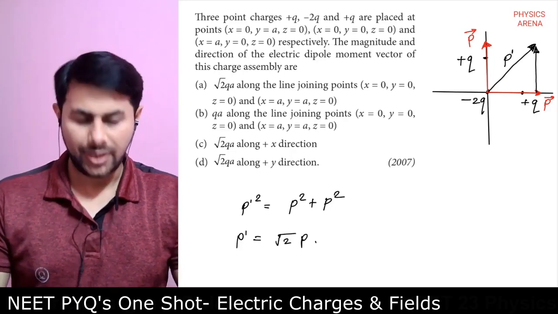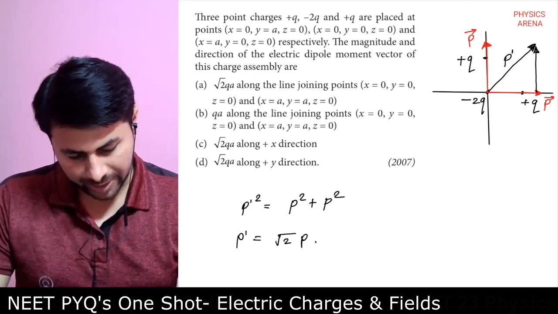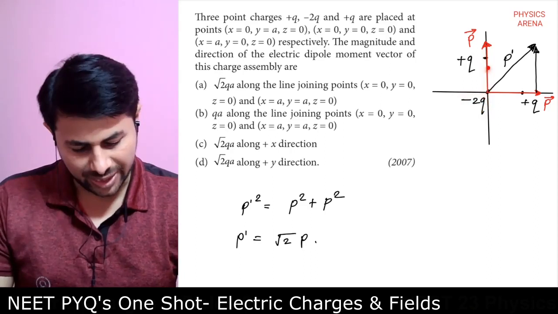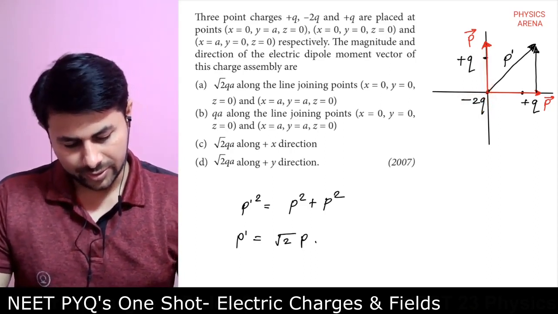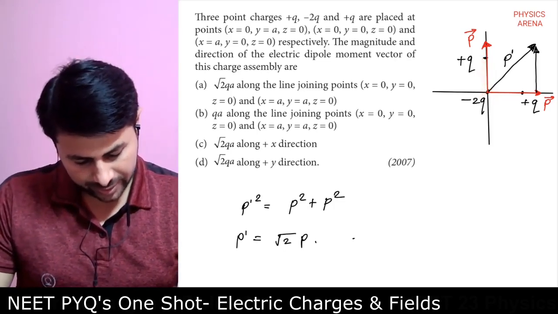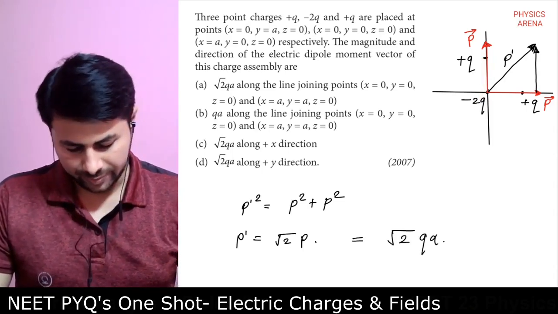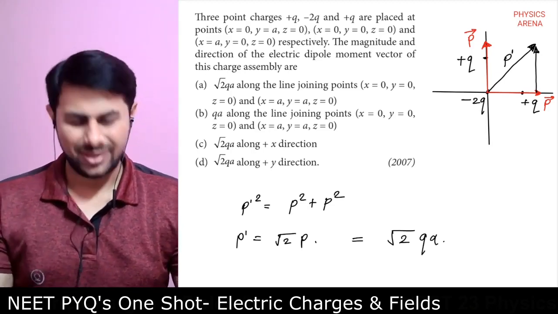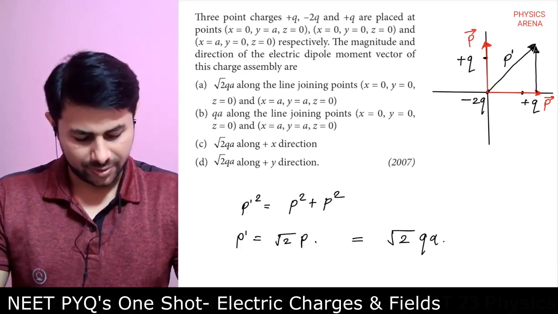And what is P? P is equal to Q multiplied by the distance between the charges. The distance between the charges here is a, so this much distance is a, right? So P dash is equal to square root of 2 multiplied by Q into a. We have a habit of writing this distance as 2a, but here the distance is equal to what? a. Got it?